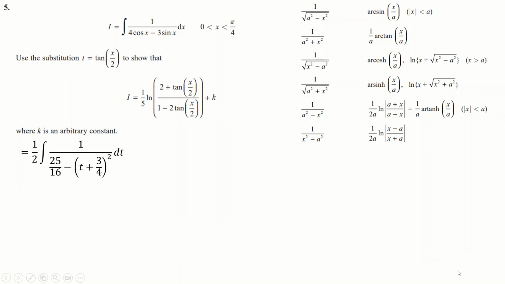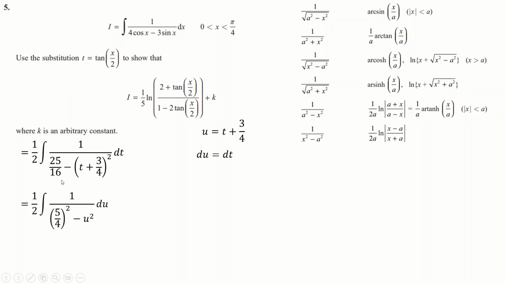And now this is looking good, because this is something squared, isn't it? That's 5 over 4 squared, so that's good. Now this is not like this, but a second substitution will get me it very quickly. u equals t plus 3/4. du therefore just equals dt because it's a linear substitution. That's fine. That just replaces in there.